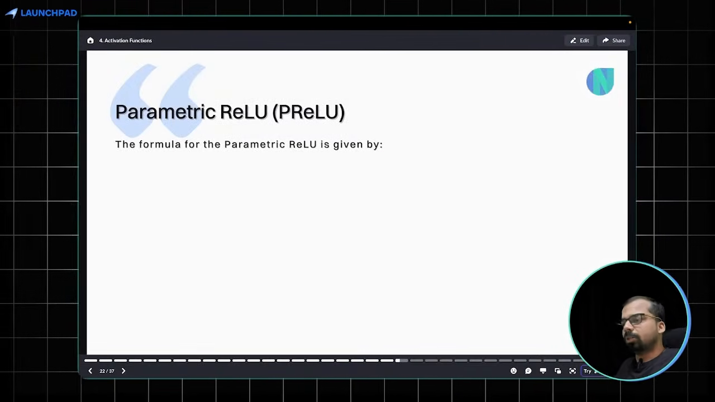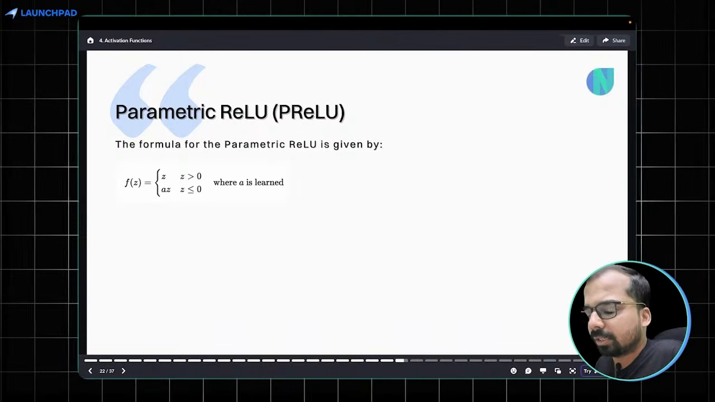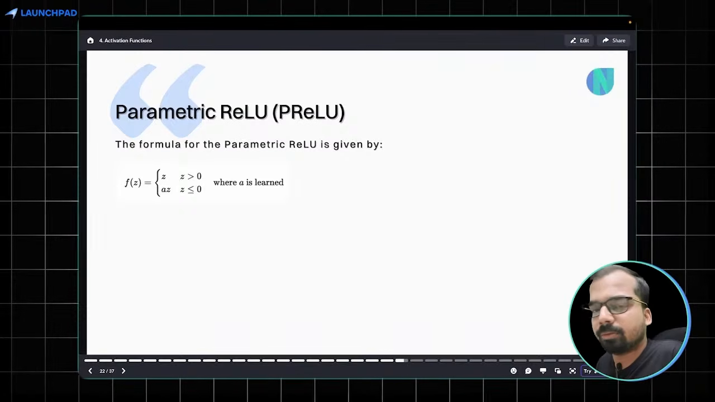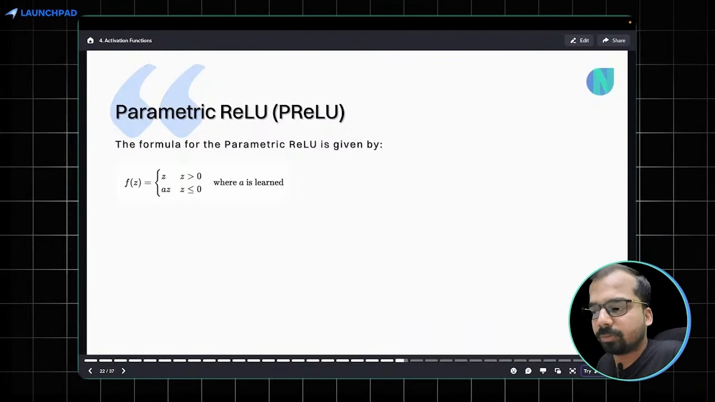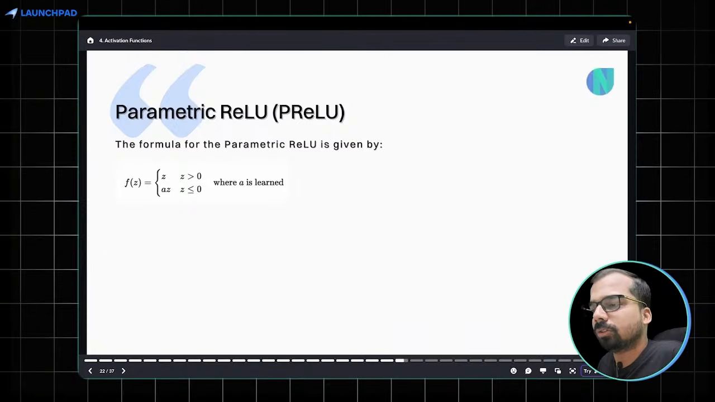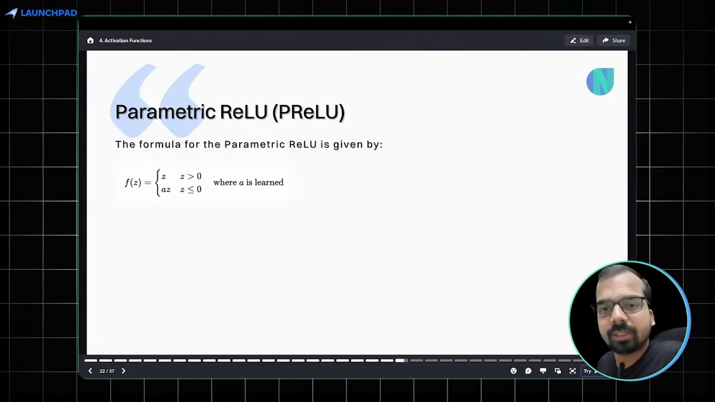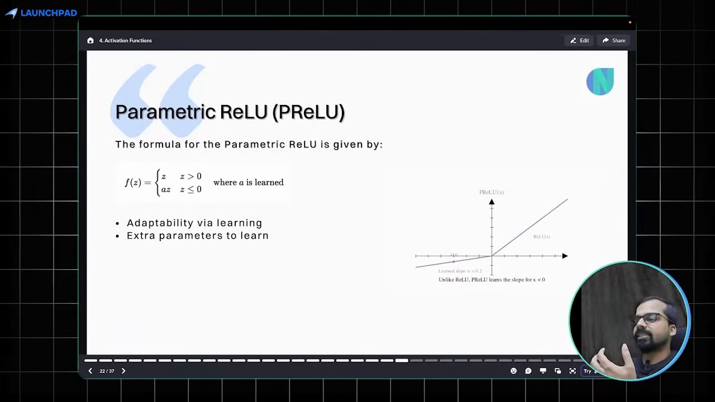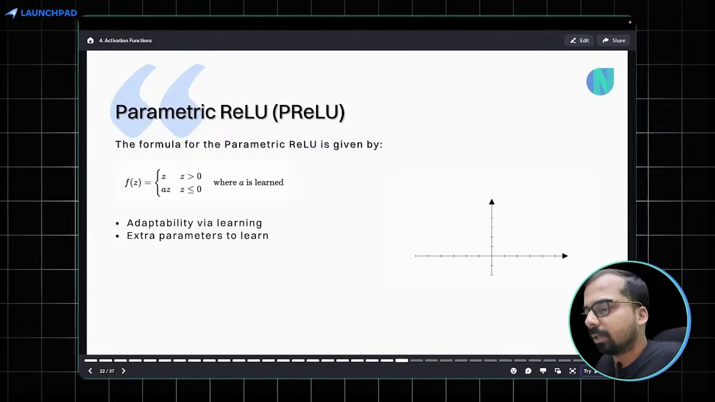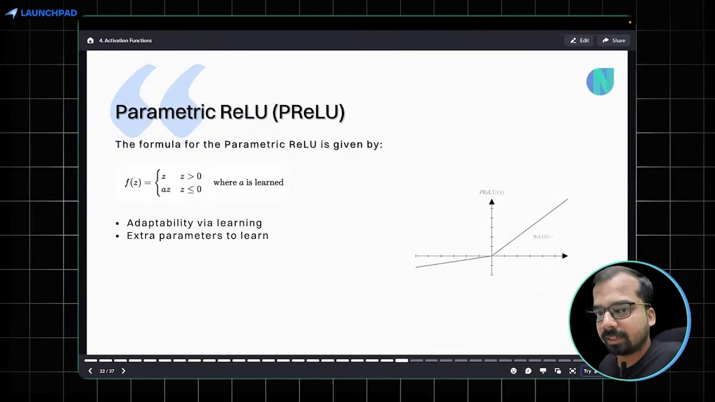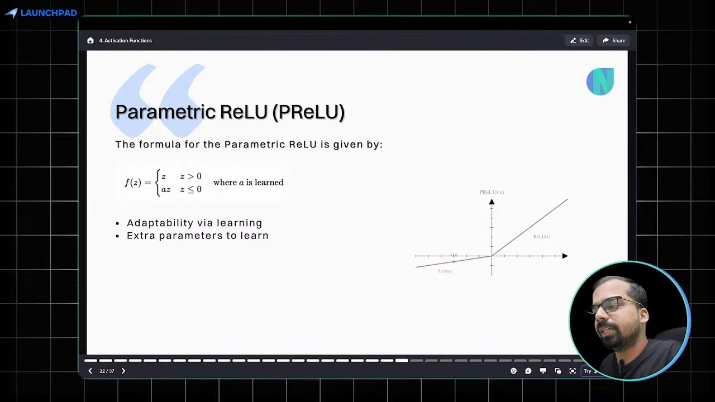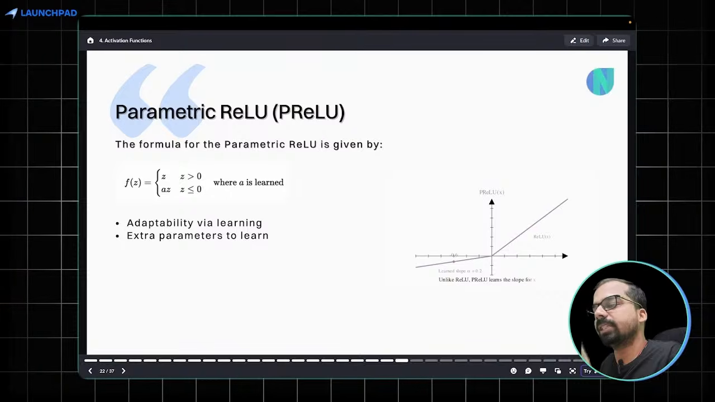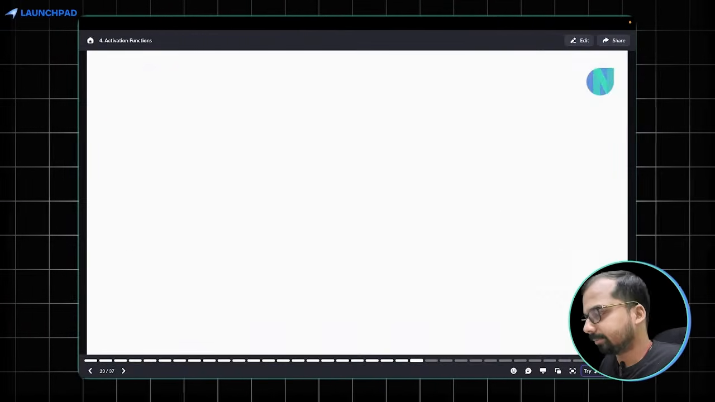Then there is something called parametric ReLU, where instead of fixing the alpha at 0.01 or 0.001, this alpha is also learned by the model during the training phase. So the benefit is that it has the ability to adjust alpha, but it also increases the computation, because we now need to learn not only the weights and biases of the model, but also this alpha.